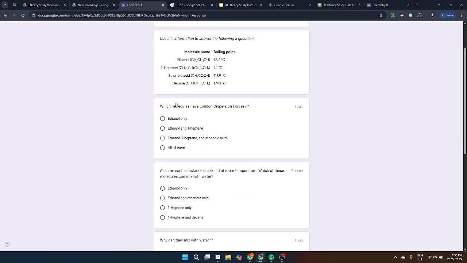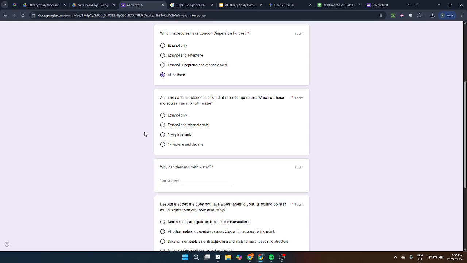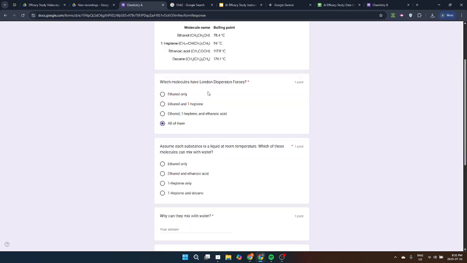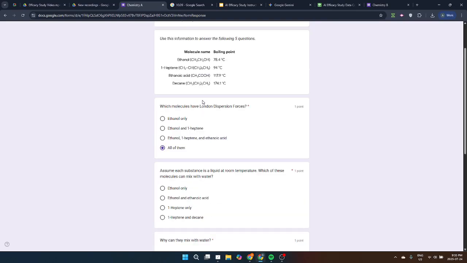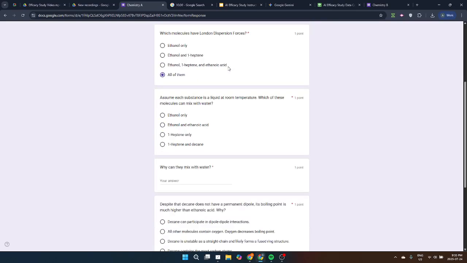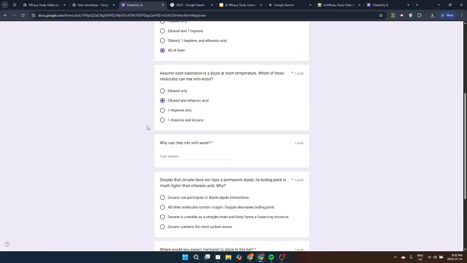Which molecules have LDFs? All of them. Every molecule has LDFs. Each substance is a liquid at room temperature. Which of these molecules can mix with water? Okay. So water is polar. Decane is not polar. Ethanoic acid is polar. Heptene is not polar. Ethanol is polar. So it's going to be ethanol and ethanoic acid. Yes, because they're both polar and polar mixes with polar.